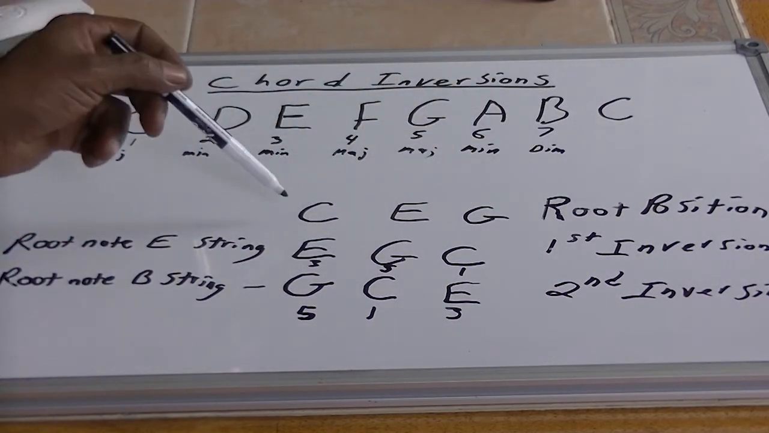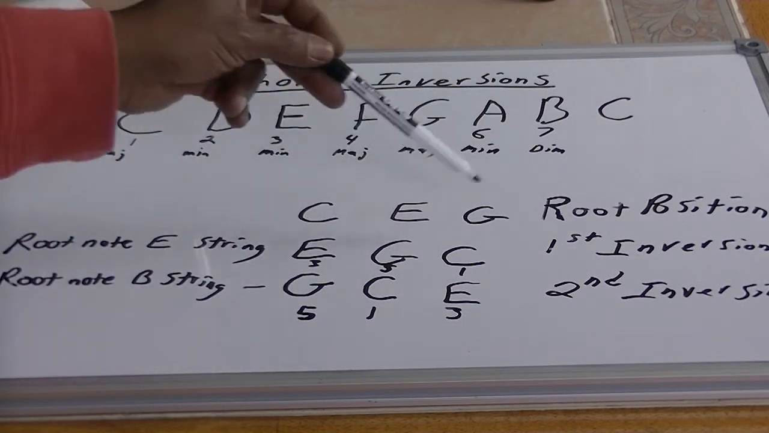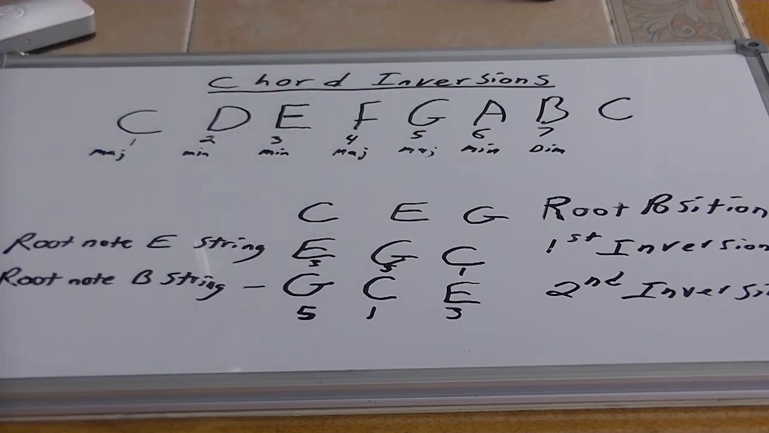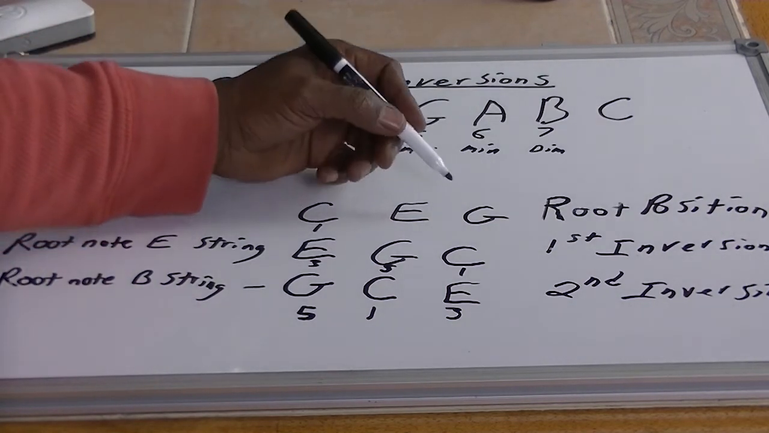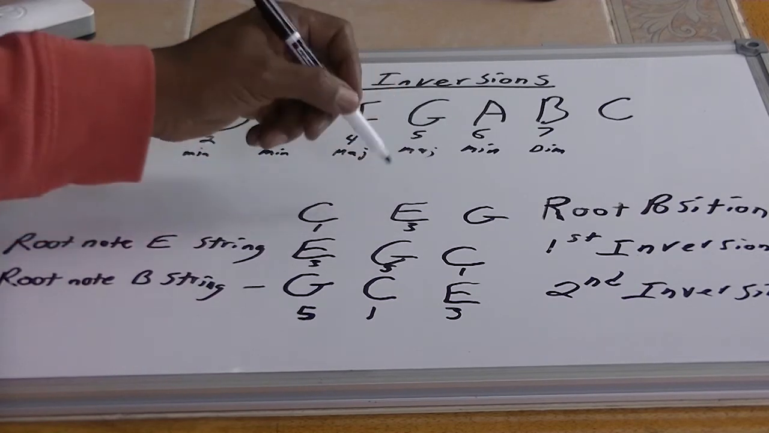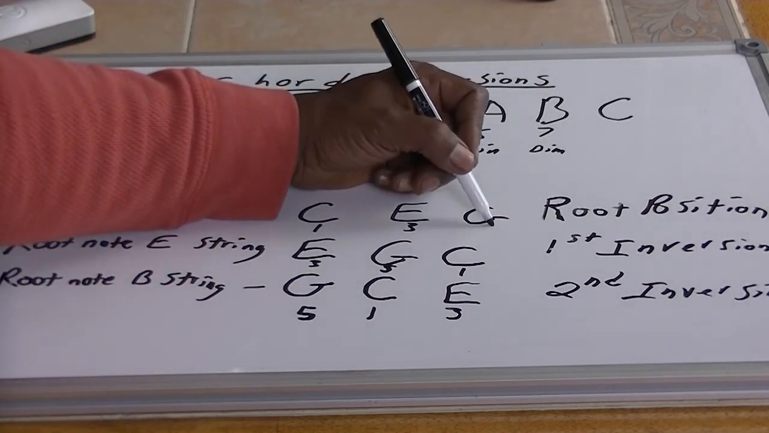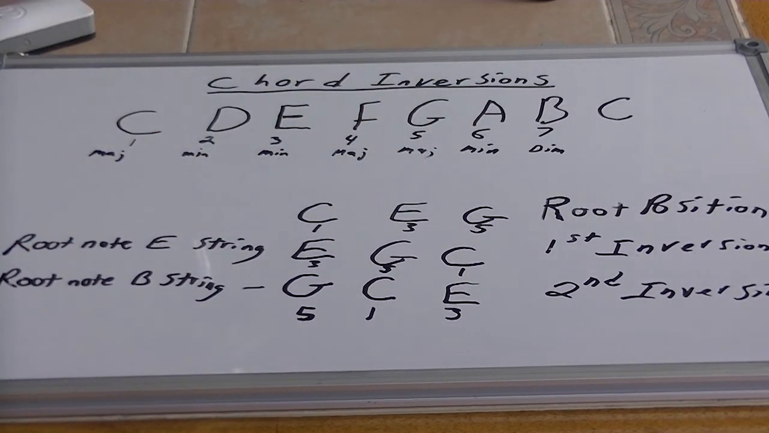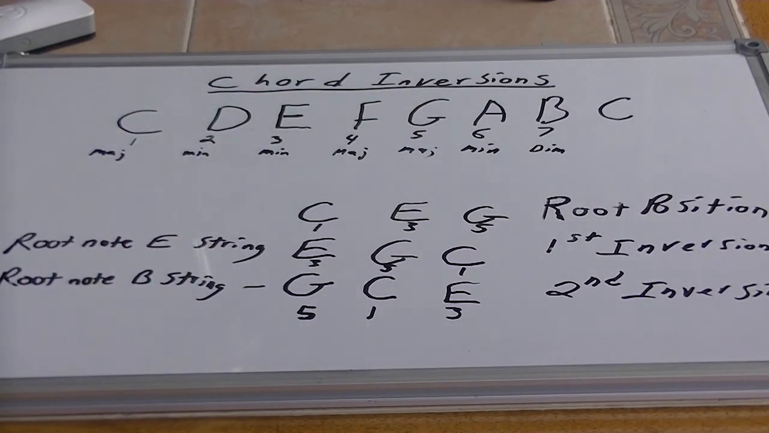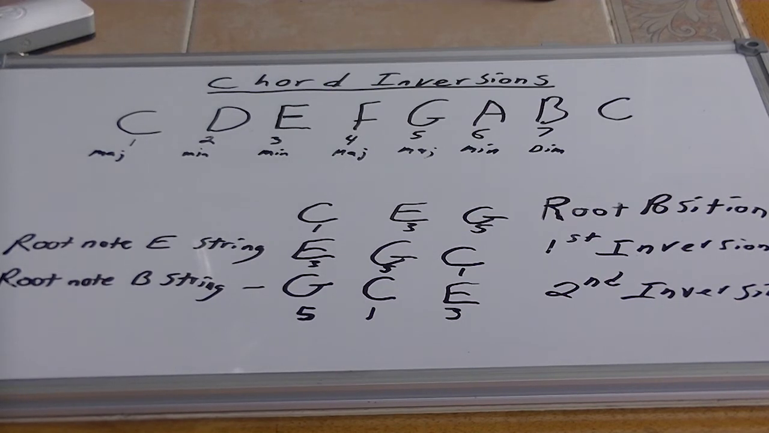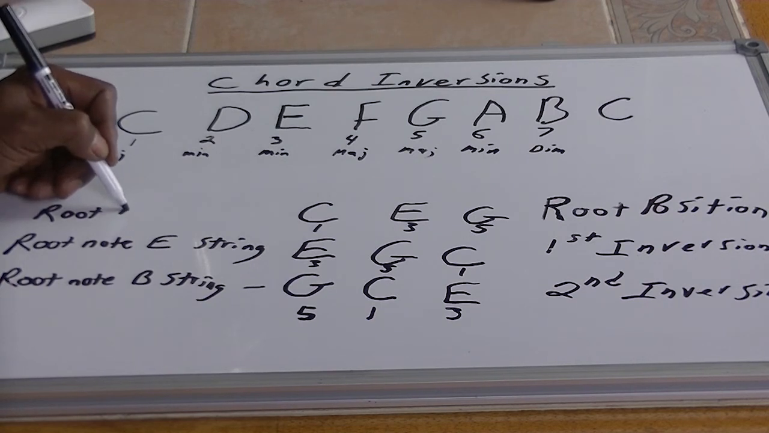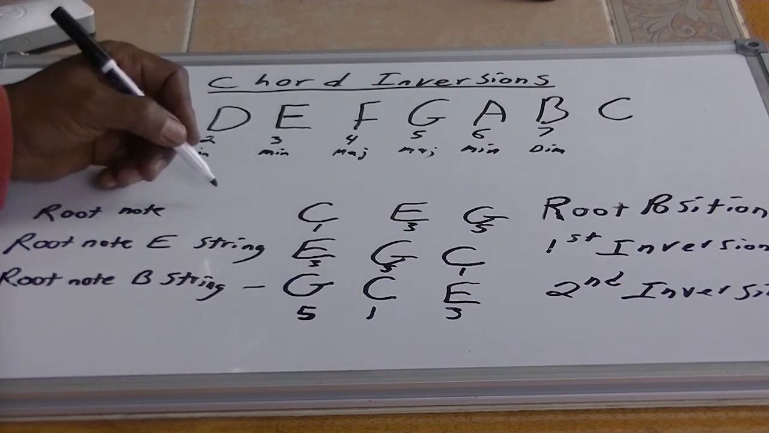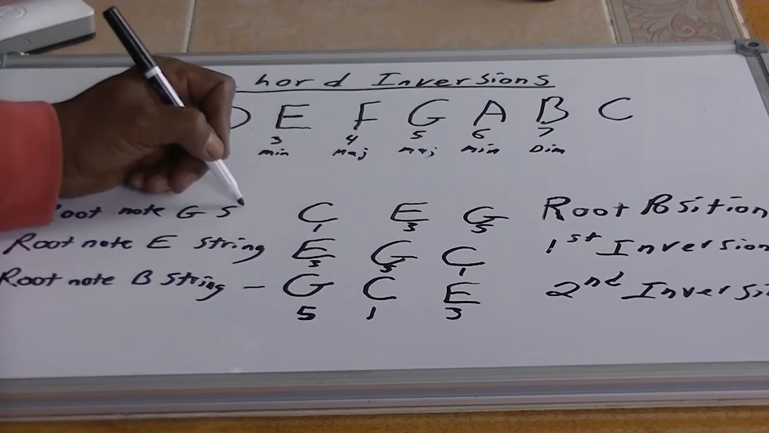So now you can see that the notes of the chord are ordered in the familiar fashion. Starting with the lowest string, the G, we have the root note. Then on the B string, we have the third. And then on the E string, we have the fifth. So these are the root position chords, and I'm just going to write that over here, that these are our root note G string chords.